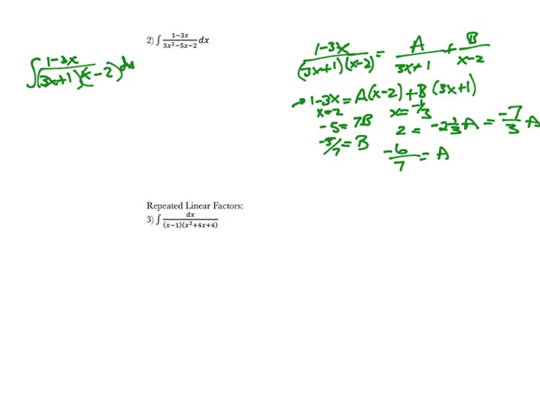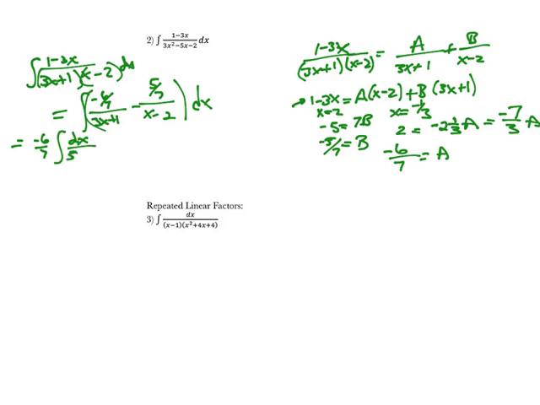So my integral, instead of being 1 minus 3x over 3x plus 1 times x minus 2, now becomes the integral of negative 6/7 over 3x plus 1 minus 5/7 over x minus 2 dx. Well, that might not look much better to you, but I can bring those constants out front and separate the integral. So I could say that's just negative 6/7 times the integral of dx over 3x plus 1 minus 5/7 times the integral of dx over x minus 2.